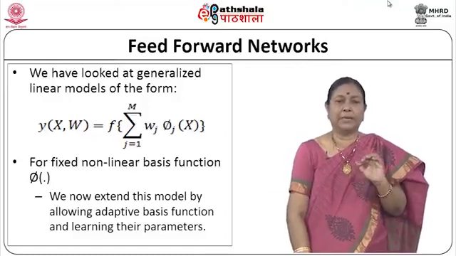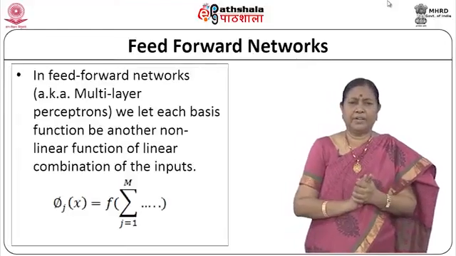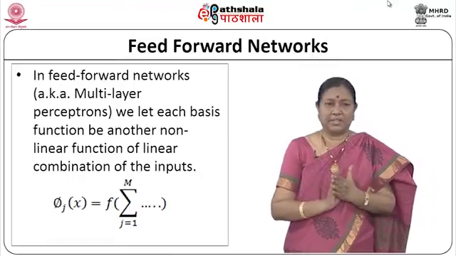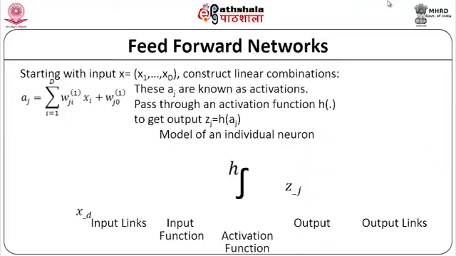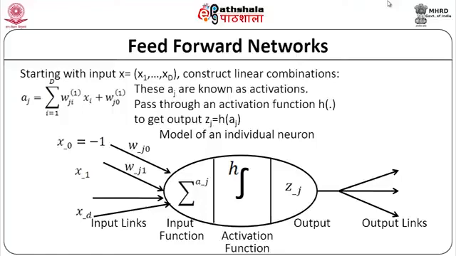So, now we are going to change it a little bit to be adaptive. In feed forward networks, multi-layer perceptrons, we let each basis function be another nonlinear function of a linear combination of the inputs. So, starting with inputs x1 to xd, you construct linear combinations. These aj are known as activations and are passed through an activation function h to get the output zj equal to h of aj. So, you have here the input links, then the input function, then the activation function, then the output and the output links. The inputs are weighted by the weights and given to the input function, which gives it to the activation function, which then puts it to the output.